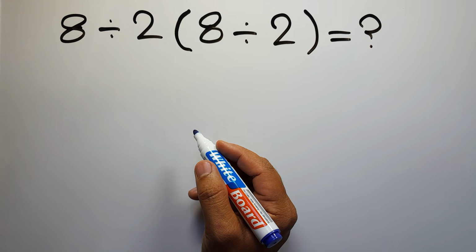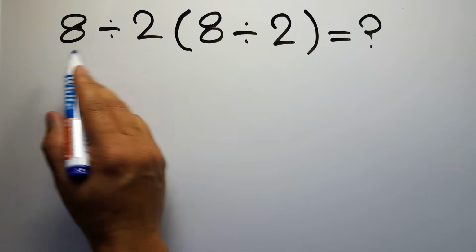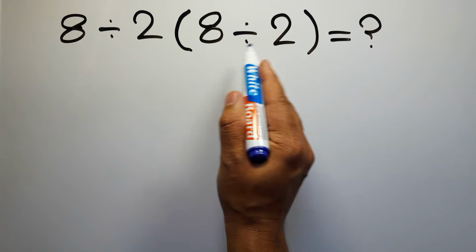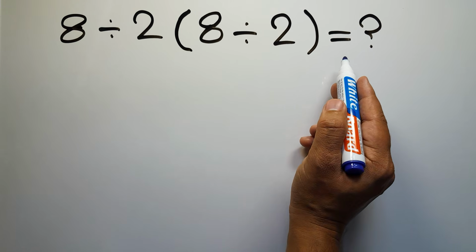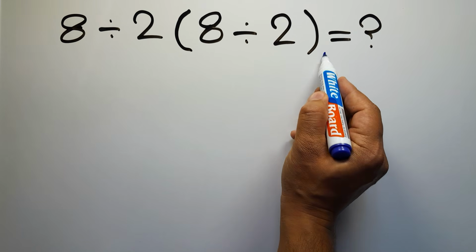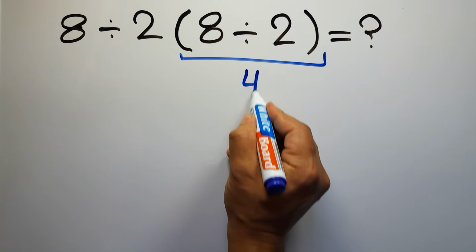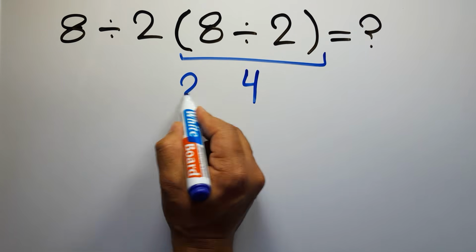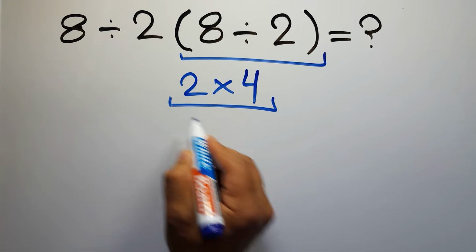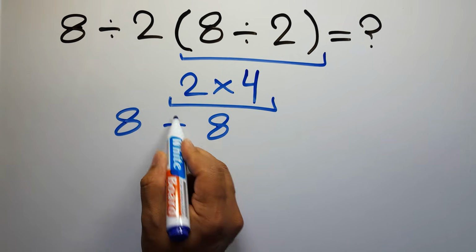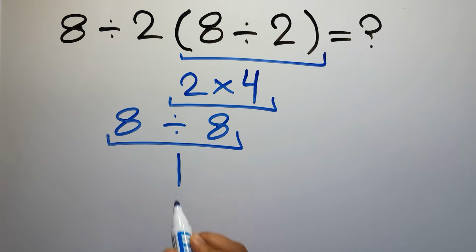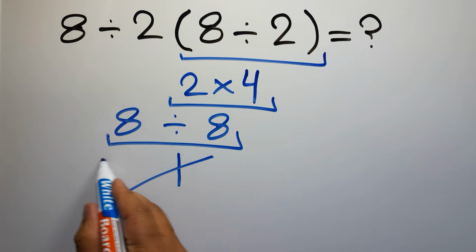In this video we want to find the value of this expression: 8 divided by 2 times (8 divided by 2). Are you ready to solve? Let's go ahead and get started. 8 divided by 2 gives us 4. And 2 times 4 equals 8. So 8 divided by 8 is just 1. But this answer is not correct.